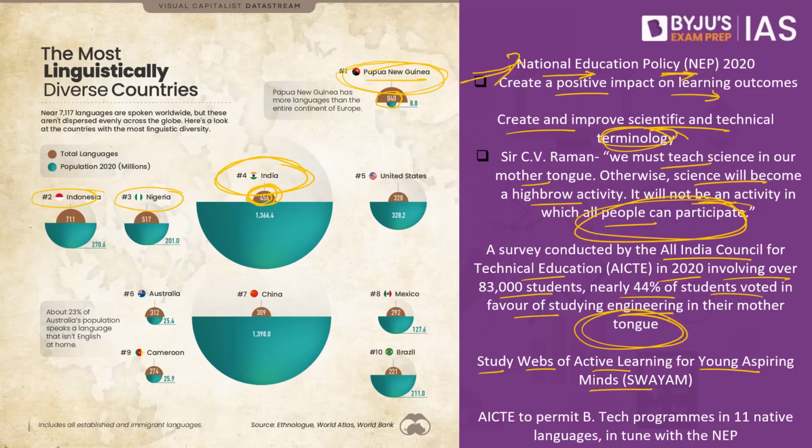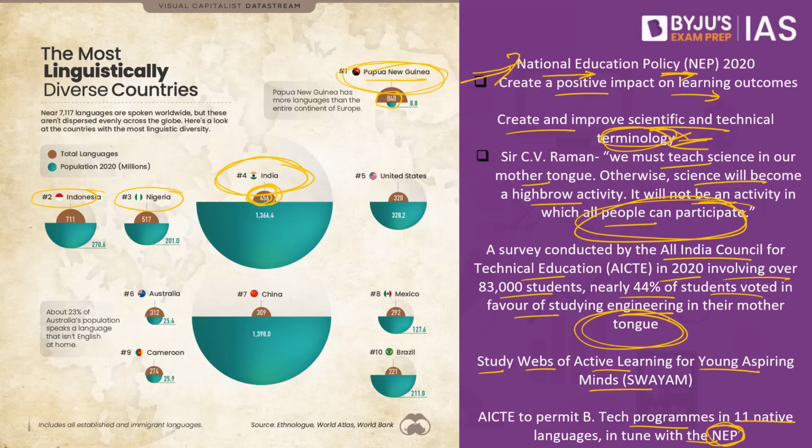Added to it, we also have the AICTE, which has permitted BTech programs in 11 native languages in tune with the National Education Policy as well. We did look at the challenges and concerns with respect to implementation. One, we do not have enough terminology, and the second major barrier is that people of late assume that it is only English or foreign languages which have importance, so they are putting their children into English education. It is not that. We also have to focus on something positive as well.